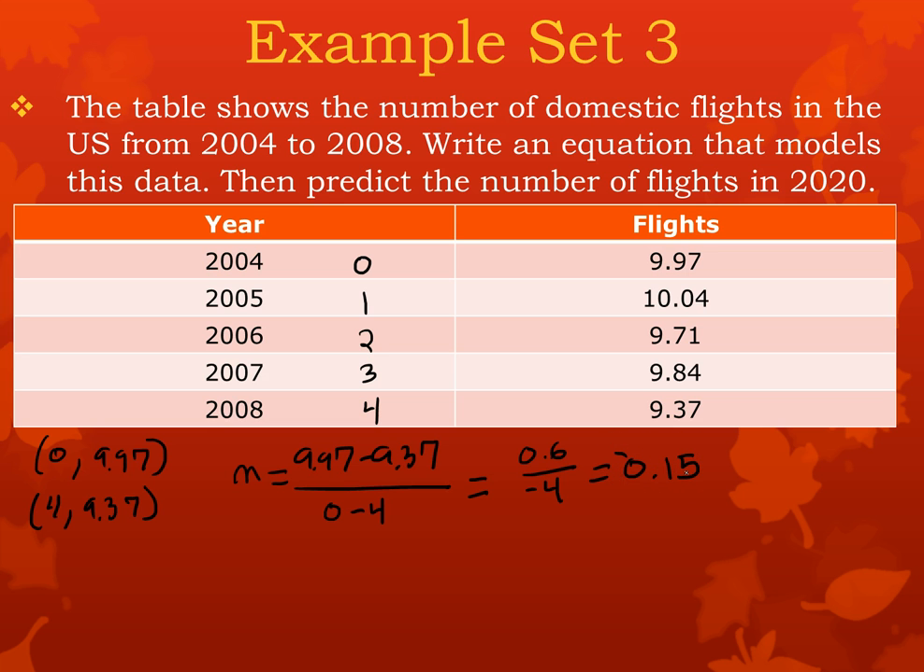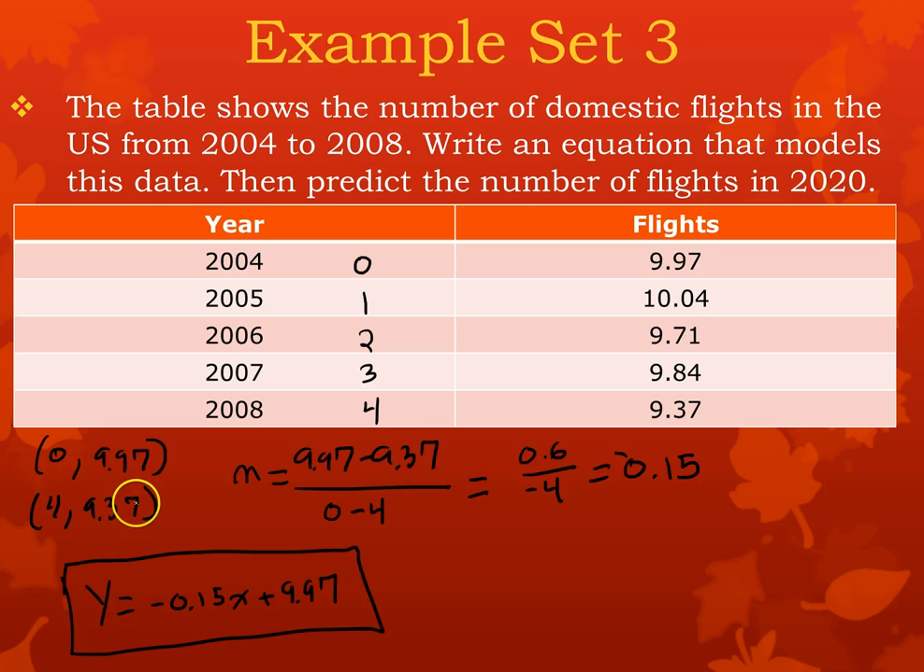And we're going to use this slope now with the easiest point to use, which is the 0 one. That's why I like picking 0 as my starting point, because if this is 0, this is my y-intercept value. So my equation would be y equals negative 0.15x plus 9.97. That's my equation.